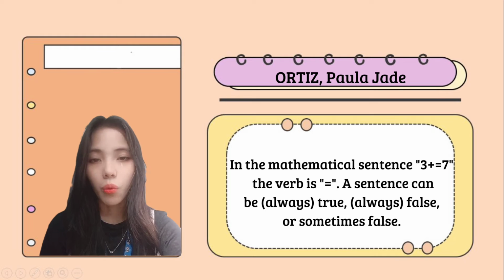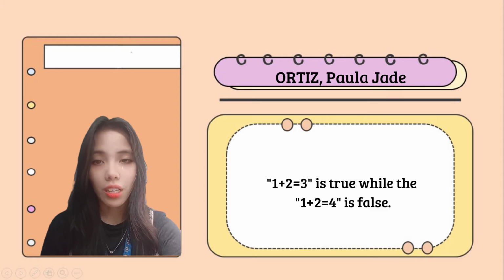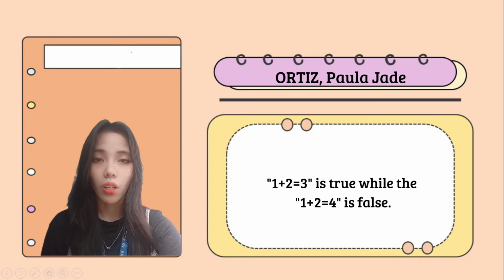A sentence can be always true, always false, or sometimes false. For example, the sentence 1 plus 2 equals 3 is true, while 1 plus 2 equals 4 is false.